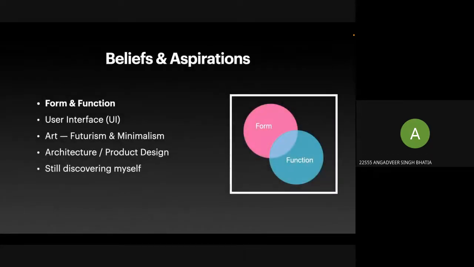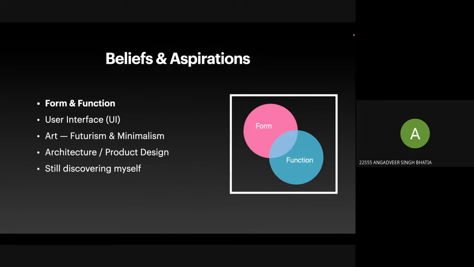So here are my beliefs and aspirations. I believe that with everything we do, every product we make, there are two main aspects of it: form and function. Form is a more artistic term, like how it looks, the aesthetics of the product, and function is the thing which works, like the mechanism, for example.